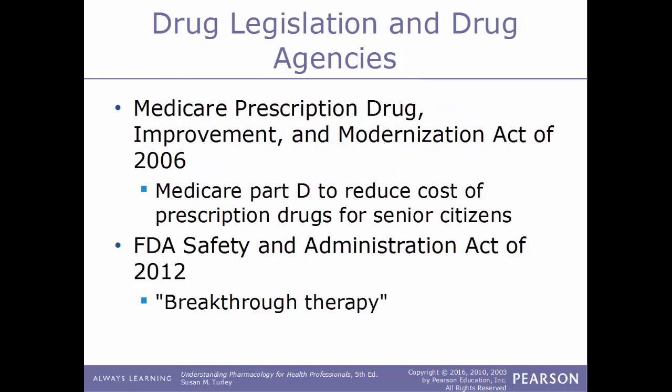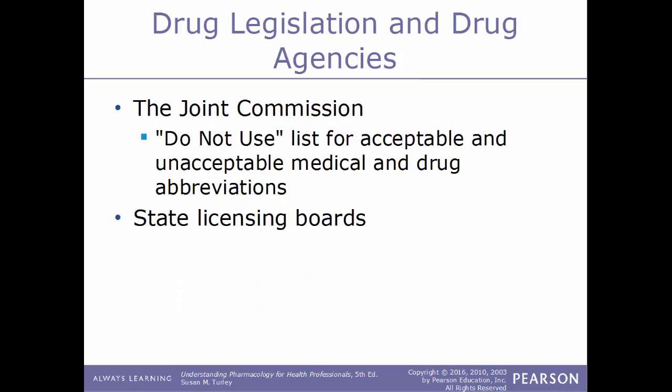The Medicare Prescription Drug Improvement and Modernization Act of 2006 gave rise to Medicare Part D, which was intended to help reduce the cost of prescription drugs to senior citizens. In 2012, the FDA Safety and Innovation Act is known as a breakthrough therapy because it helps the FDA to assist drug developers to expedite their review process. The Joint Commission is an independent, not-for-profit organization that helps to accredit and certify healthcare organizations throughout the United States. And they have developed a do-not-use list for what is acceptable and what is unacceptable medical and drug abbreviations to prevent confusion by patients. And they also help accredit state licensing boards.